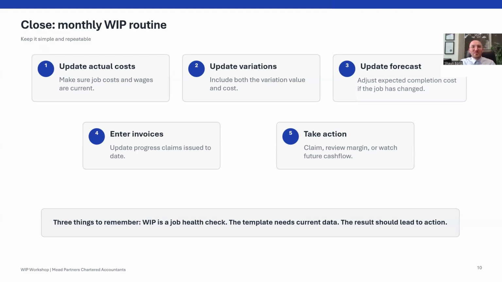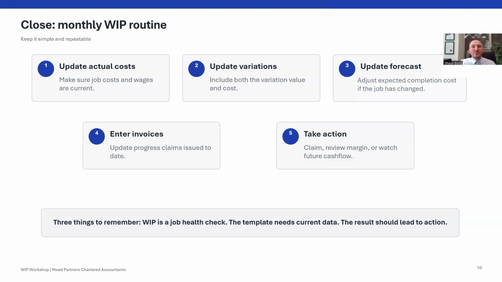Is WIP the same as cash flow? No. WIP is about whether work completed matches invoices issued. Cash flow is about money, when money is received or paid. They are connected, but they are not the same.